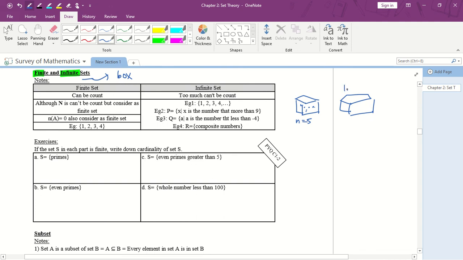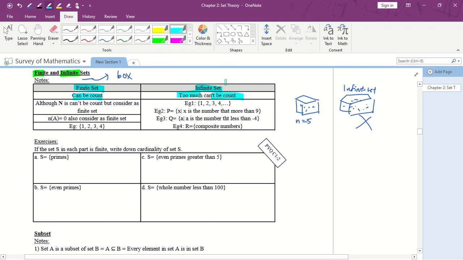But in an infinite set, there are so many things that we cannot count them. That is called an infinite set. So remember, finite set and infinite set. A finite set means that you can count, although you might not know the number. But an infinite set is too much, so you cannot count it.